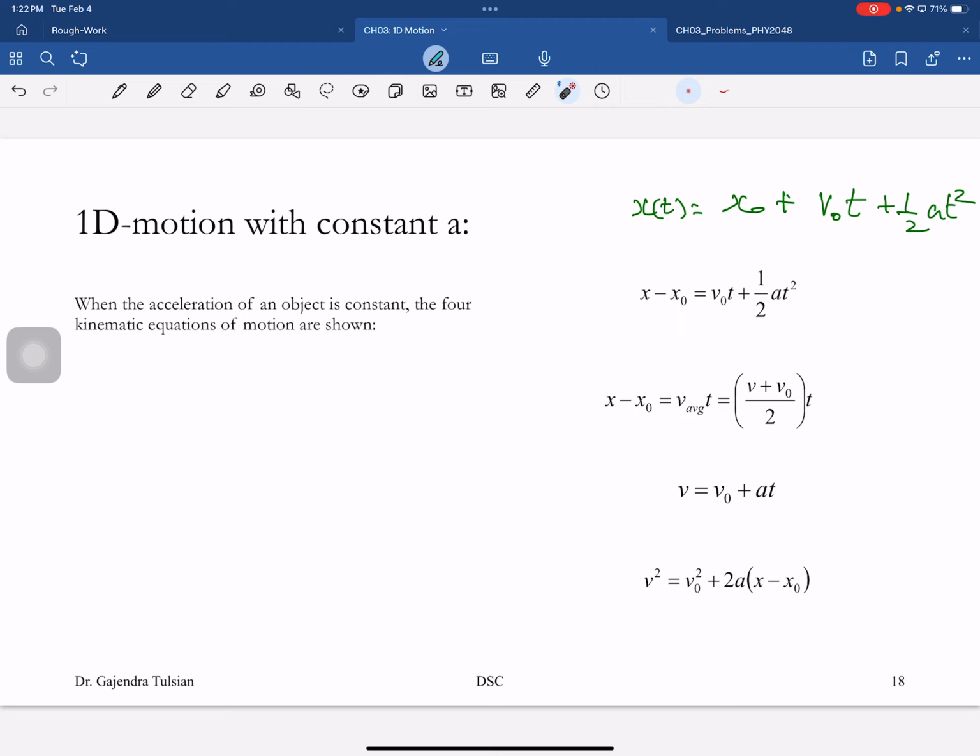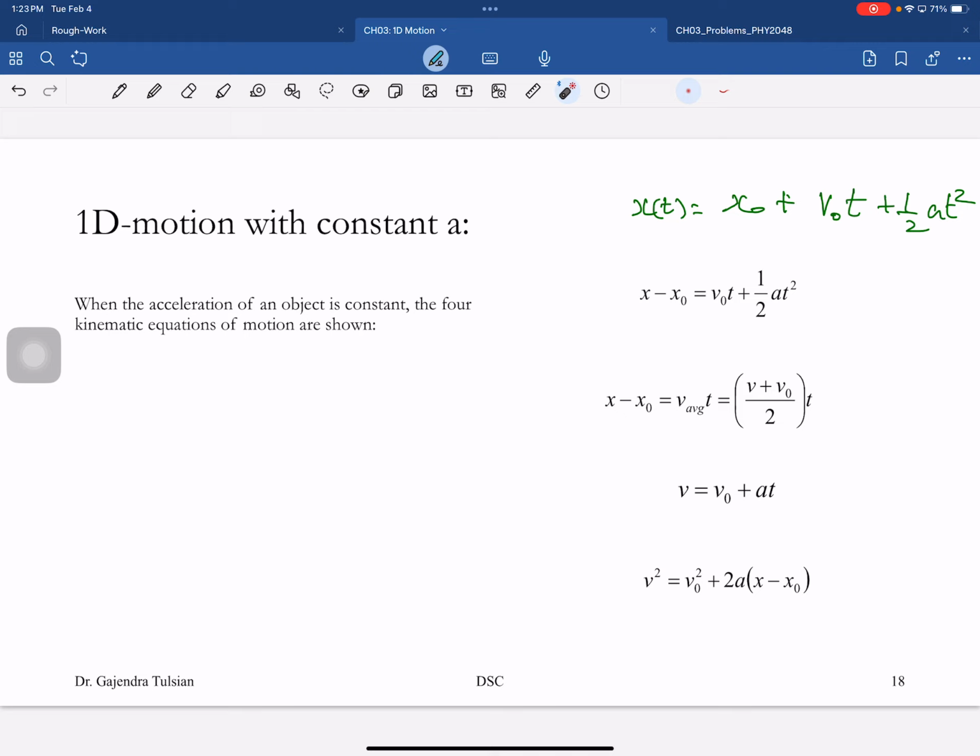We don't use this too often, but when the acceleration is constant, the average velocity is just the final velocity plus the initial velocity divided by 2. This is true only when the acceleration is constant. Here is the velocity as a function of time. And you see velocity is a linear function of time. The acceleration is the slope. And here is the velocity as a function of position, or displacement, if you want. If you've traveled this far and that's your acceleration, that's how fast you'll be going, given that initial velocity.